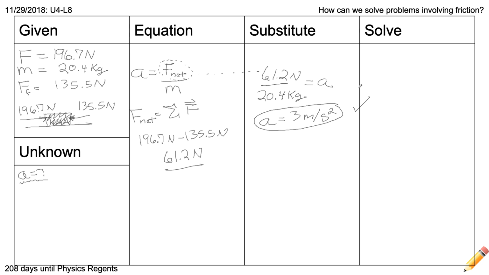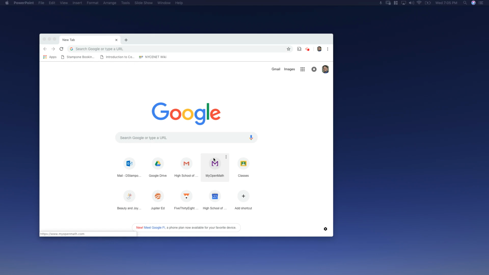Awesome. If we increase the applied force, the frictional force won't change, but our acceleration will go up, right? So if I push with more force, my acceleration goes up, but my frictional force will stay the same. Why is that? Well, that's because we're dealing with kinetic friction, and kinetic friction is going to be a constant.